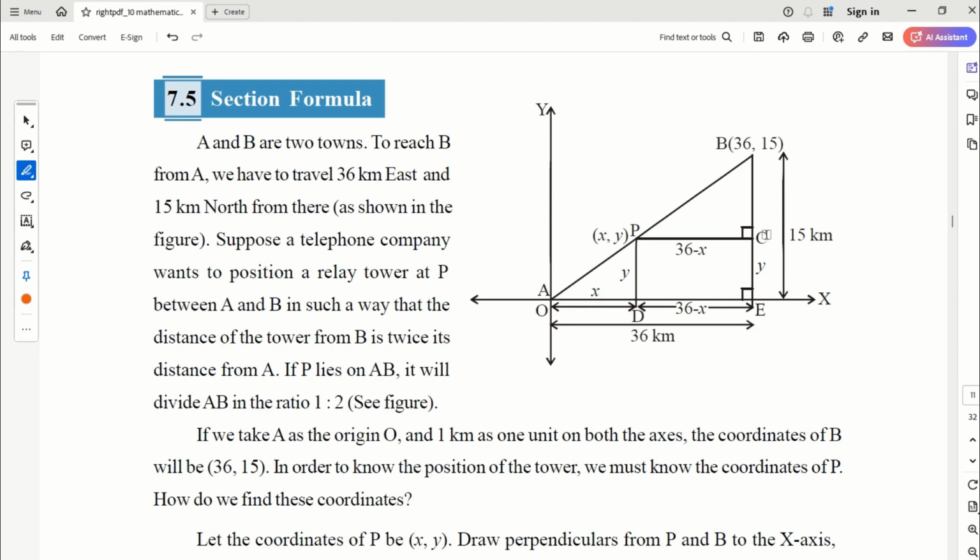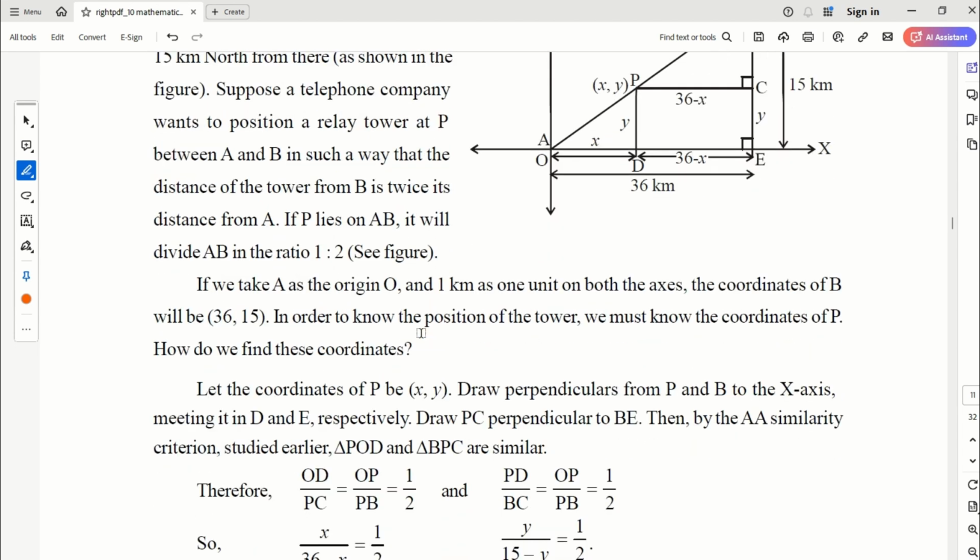Angle BPC and angle OPD are also the same. And anyway, angle PDO and angle BCP are 90 degrees. So two angles are the same, so the third angle will also be the same, right? So these two triangles are similar triangles, in the same order, ODP and PCB. Once you know this, you can use the ratios of the sides to get the values of x and y. Let's see how it is done.